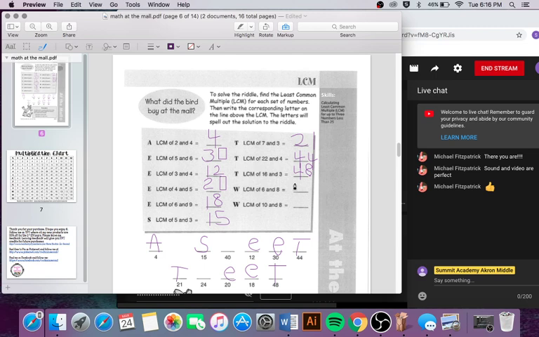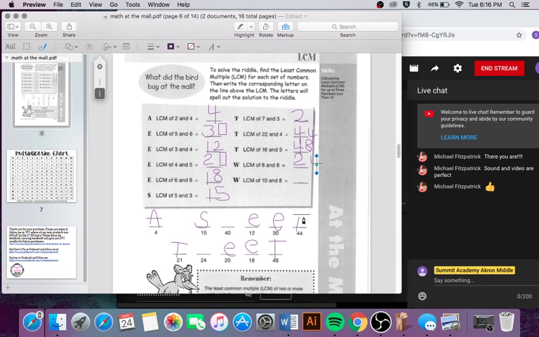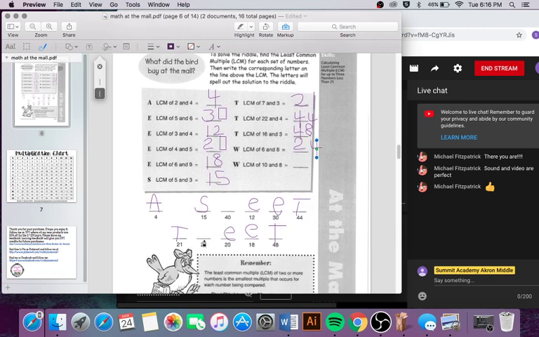So up here we're going to write 24. And under 24 we're going to write a W.